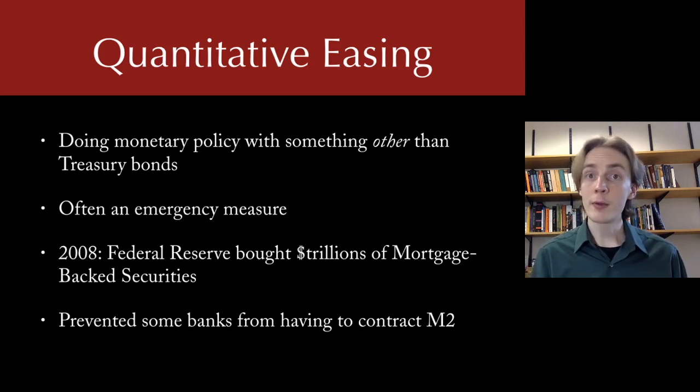And so the Fed, rather than buying treasury bonds, because a lot of these banks didn't have enough treasury bonds, where they were hurting was these mortgage-backed securities.